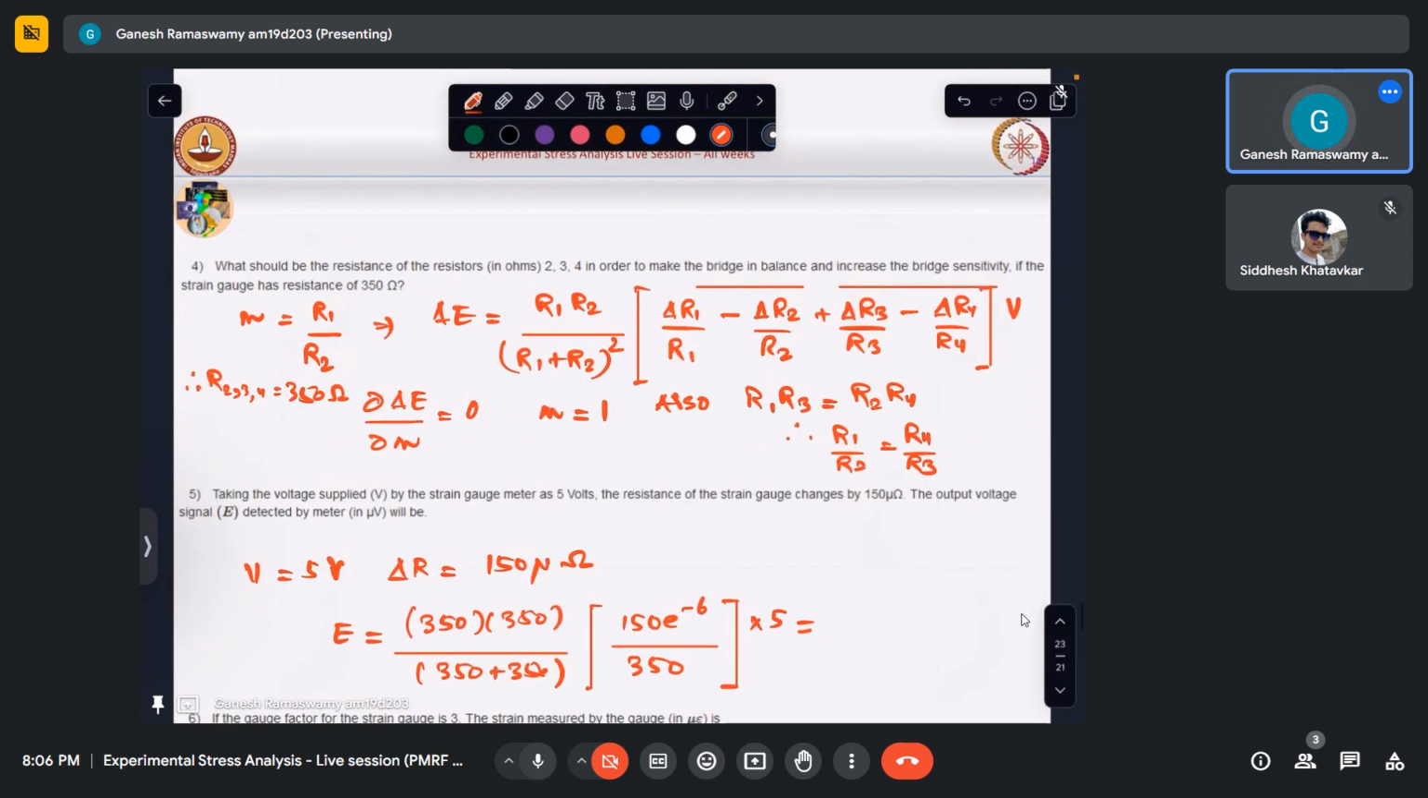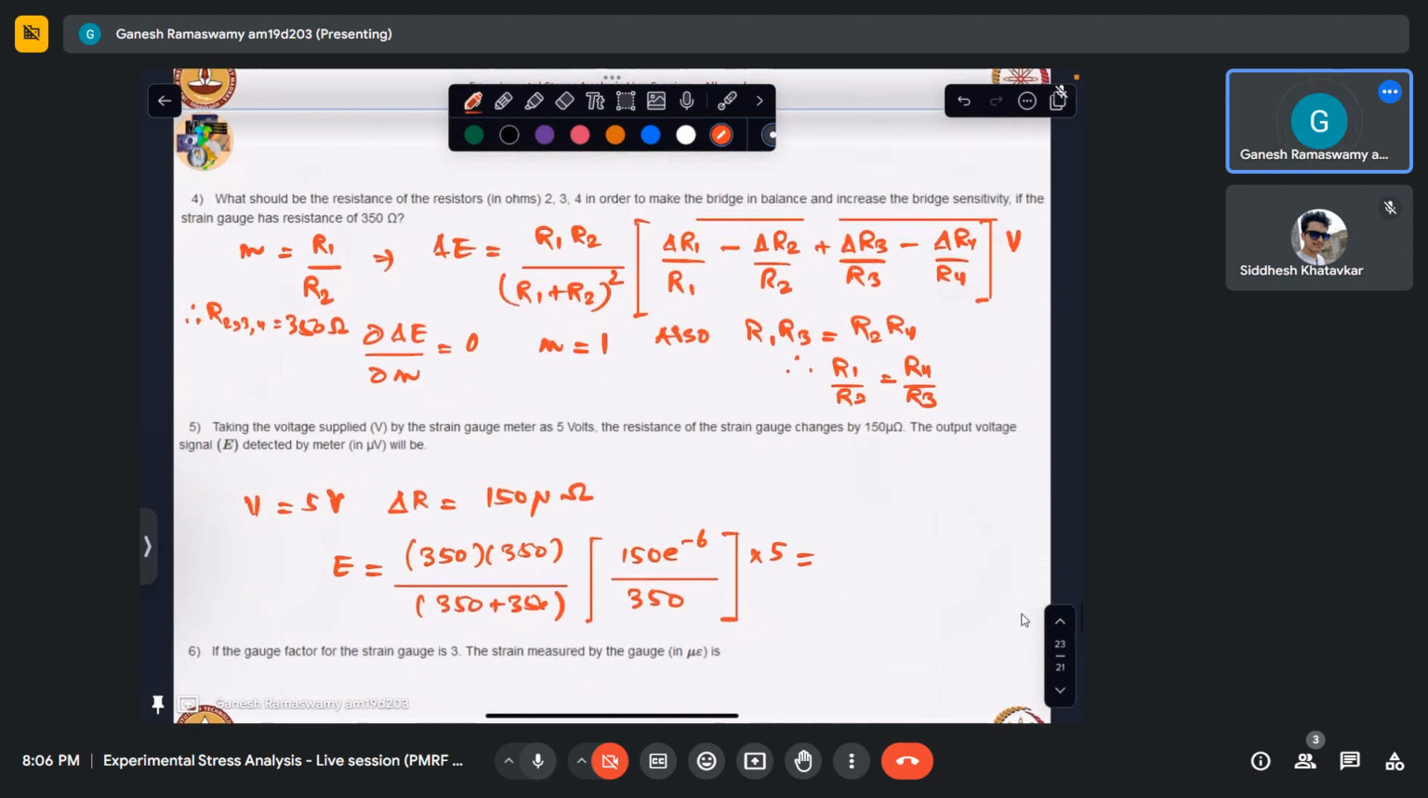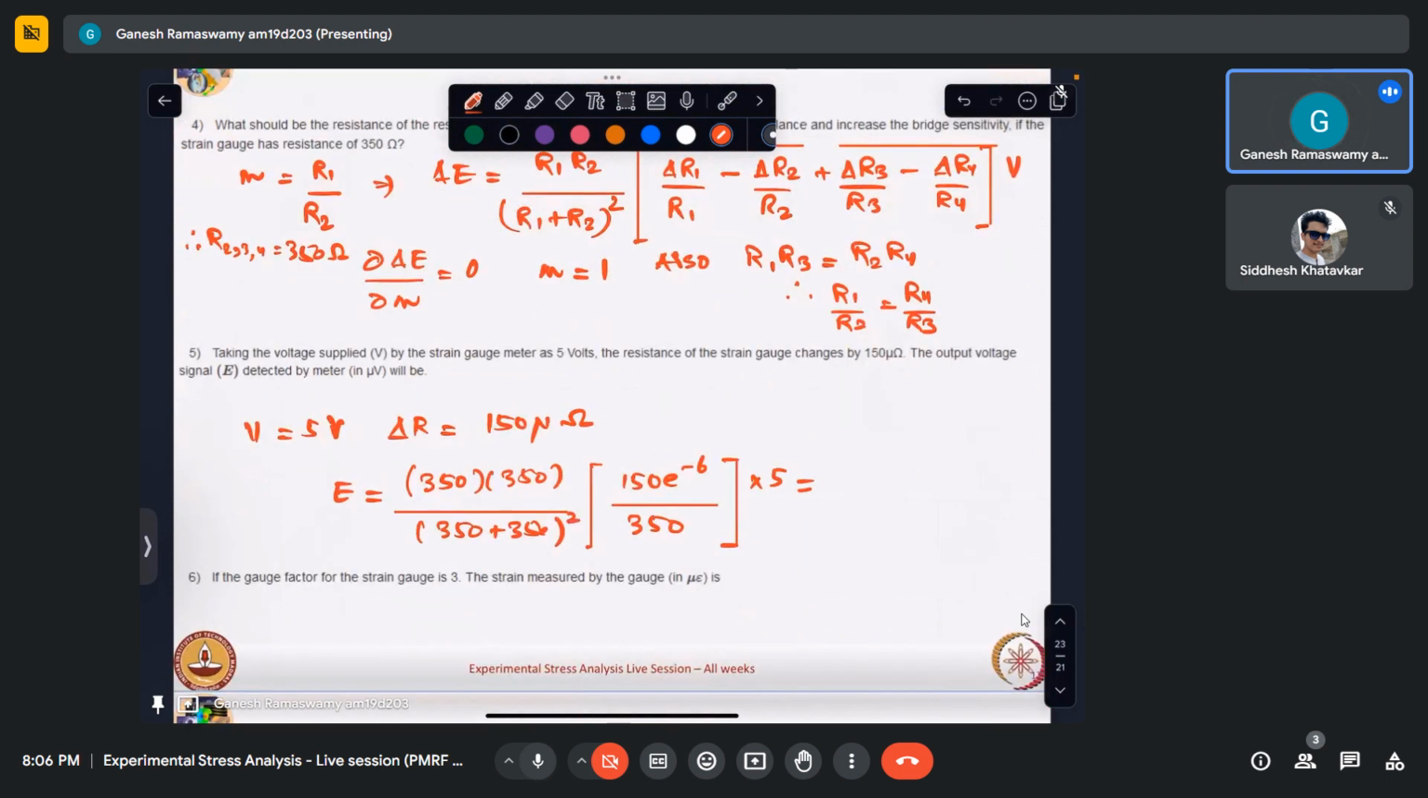Okay, are we not accounting for something? Delta R by R, R1 R2 squared. Right. Yeah, I was wondering why I'm not... into 2 squared, divided by 350 into 150 minus 6 into 5 into 10 power 6.